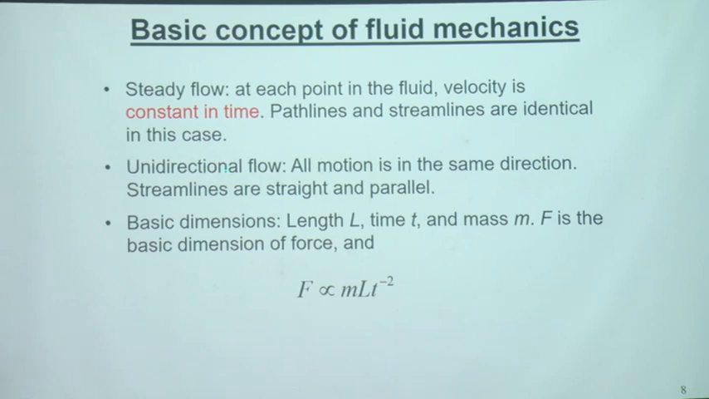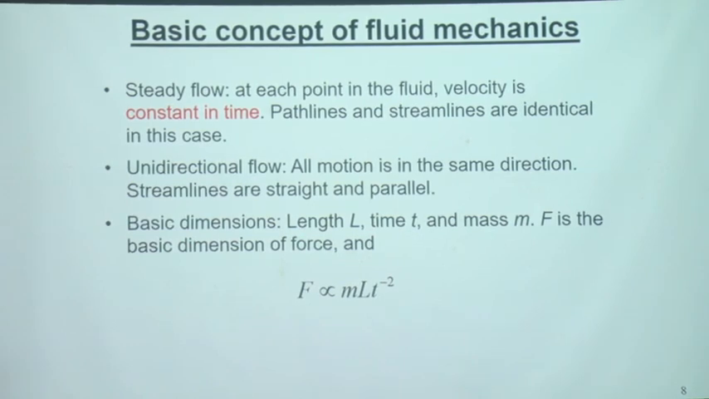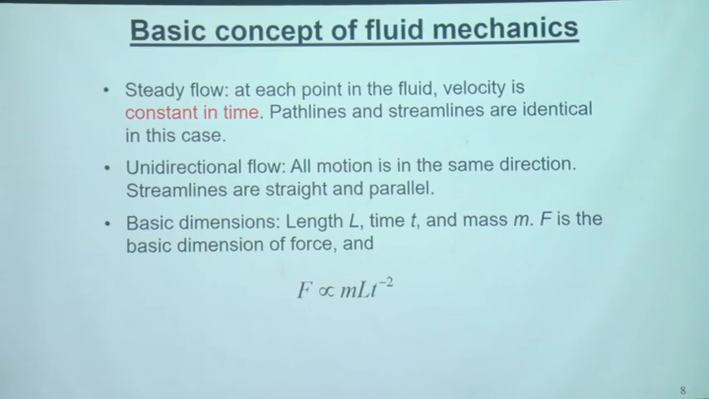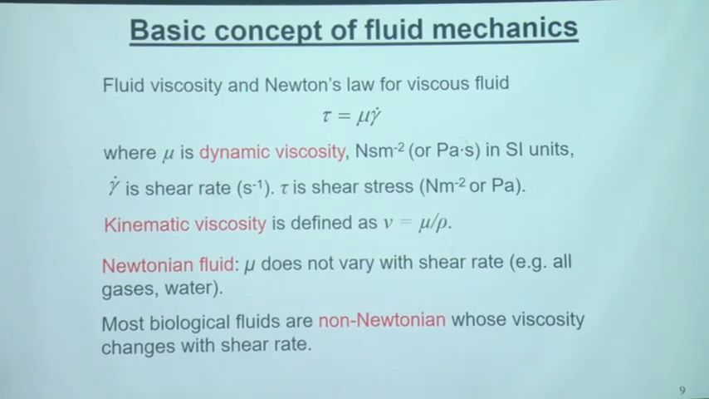We also sometimes say that the flow is unidirectional. When we say unidirectional, it means that all motion is in the same direction, and the streamlines in this case are parallel and straight. There are basic dimensions that we use: length, time, and mass. If you see these symbols, sometimes if I use them in equations without defining them, usually L is the length, time is the lowercase t, and the mass is m. And F is the basic dimension of force, which can be related to the mass, length scale, and time. Okay, so these are all the very basics.